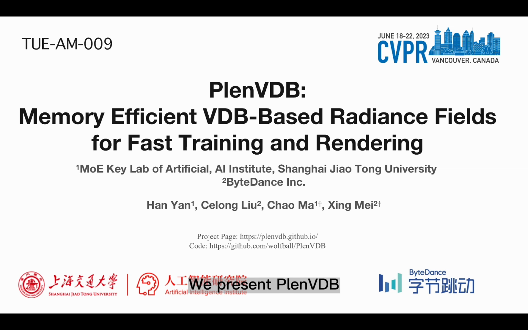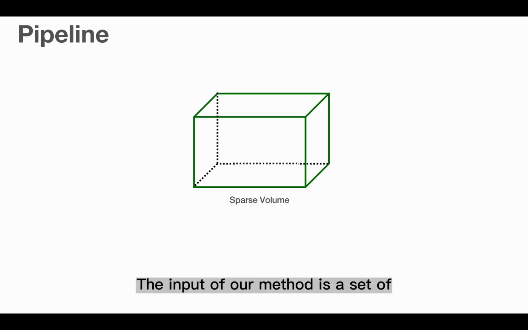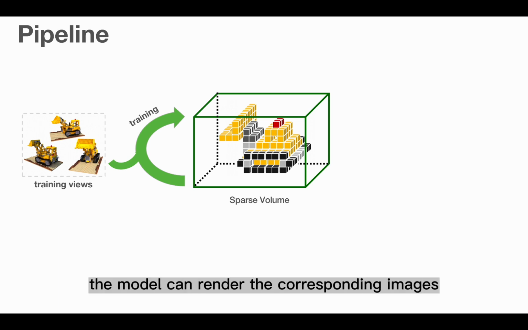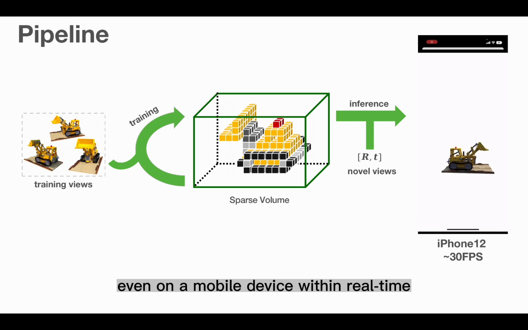We present PlenVDB, a memory-efficient VDB-based Radiance fields for fast training and rendering. The input of our method is a set of sparsely sampled images from different views. And after training, the scene is reconstructed in our model. Then fed with arbitrary novel views, the model can render the corresponding images, even on a mobile device within real time.